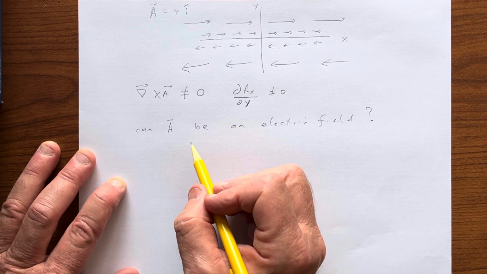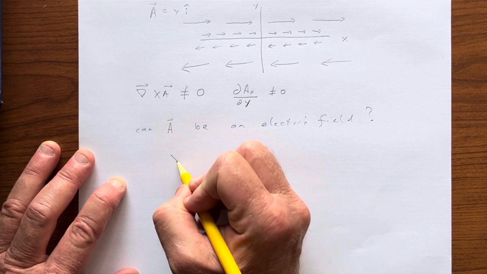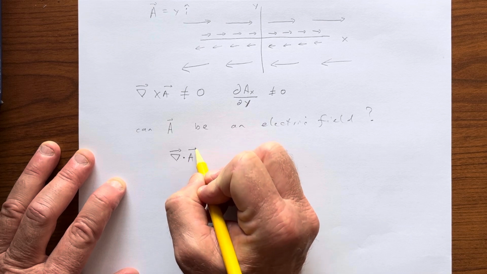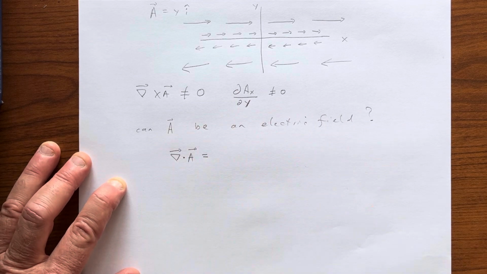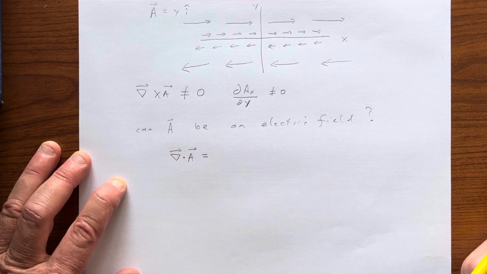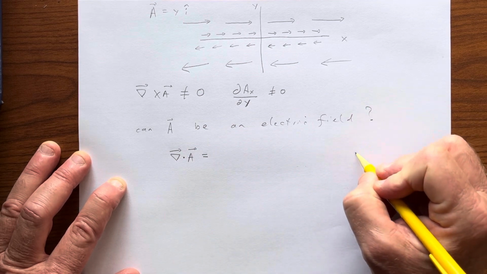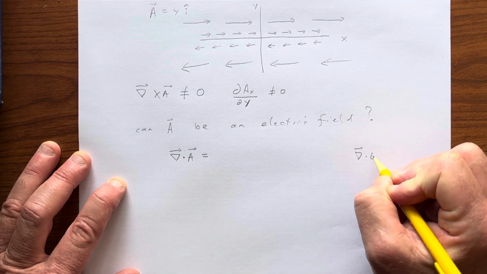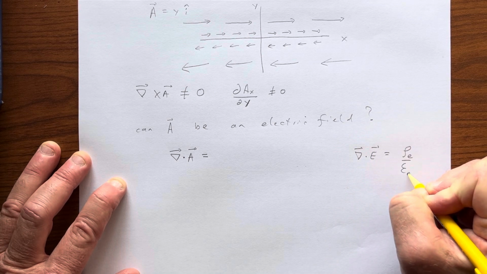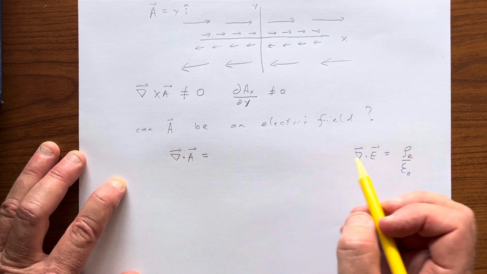Well, we know what kind of charge distribution is associated with an electric field, because all we have to do is take the divergence of the vector field, and that will be proportional to the charge density. The differential version of Gauss's law: the divergence of the electric field is equal to the charge density over epsilon naught. So we can find out if there's any charge.